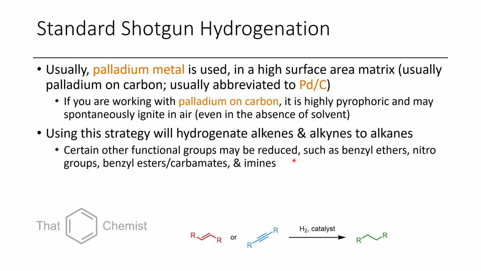Now, the downside is if you have other functional groups such as a benzyl ether or a nitro group or benzyl esters, carbamates, imines, other things that could potentially get reduced, they could cleave those as well. So in the case of a benzyl ether, this will actually reduce the benzyl ether to toluene, and then the ether just gets converted to an alcohol. It's kind of a weird reaction, but benzyl ethers are fairly labile to hydrogen and palladium on carbon.